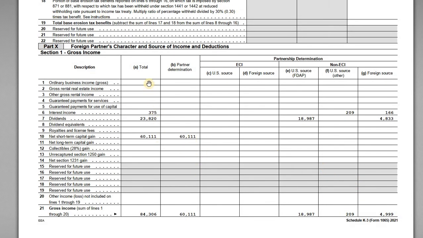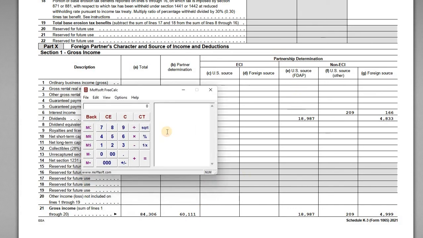So when John looks at this, he sees, okay, here's the total, here's the partner determination. So there's no taxes on these items here. And then there's no U.S. source ECI. So I'm not paying taxes on U.S. source trade or business income being allocated to me. The taxes I need to worry about are in these sections here, the non-ECI. So U.S. source FDAP income, the 18,987, that's his allocation of U.S. source dividends. And so remember, he's paying the 15% withholding rate. So that's the $2,848 that's being taken out of his distributions to be paid to the IRS as his withholding tax.